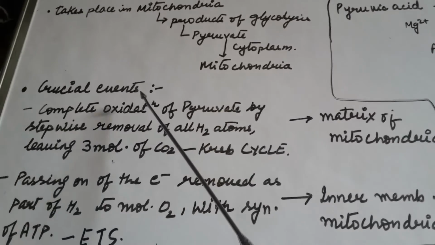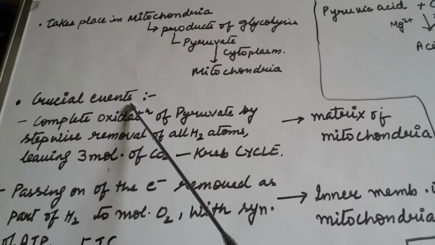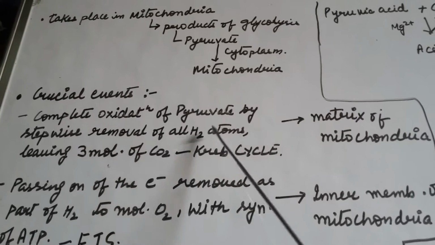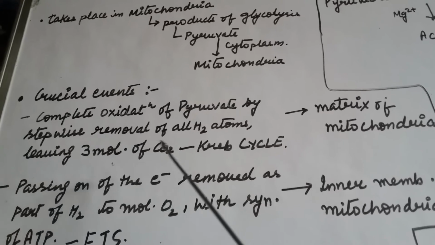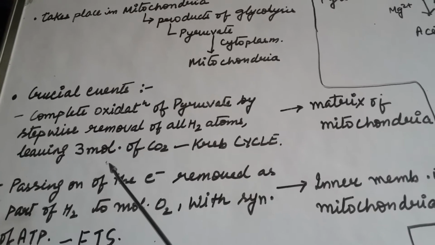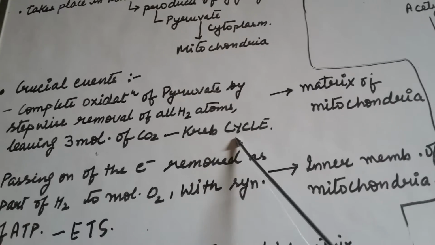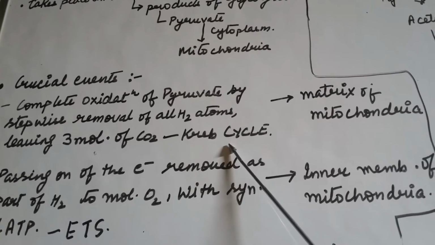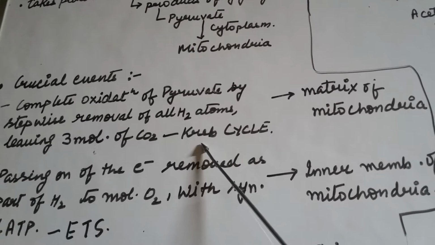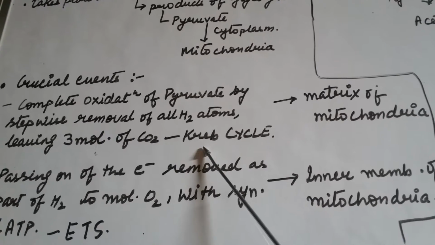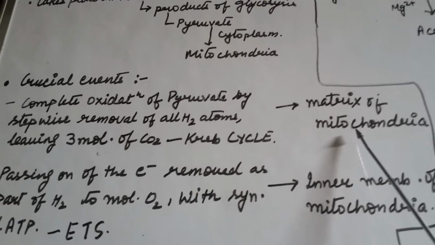Let us consider the crucial events that are going to happen in aerobic respiration. The first is the complete oxidation of pyruvate by stepwise removal of all hydrogen atoms, leaving 3 molecules of carbon dioxide, which occurs in the Krebs cycle. The cycle is known as the Krebs cycle because it was elucidated by the scientist Hans Krebs. This process takes place in the matrix of mitochondria.